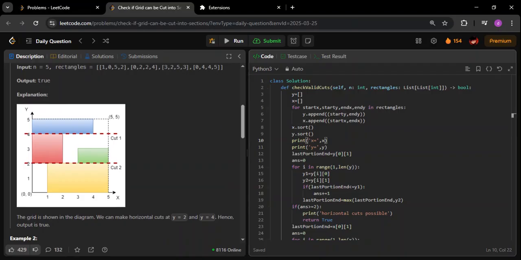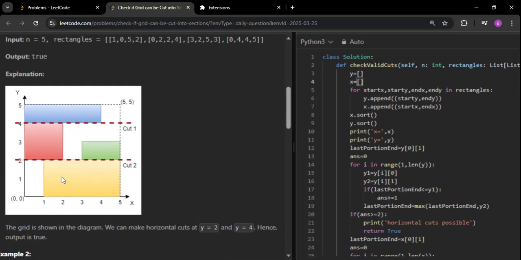Second part is, if that is not the case, we'll go for a vertical cut. So how to do it, let us see. First, I'm creating two arrays basically, y and x. The y array will basically store all the y coordinates.